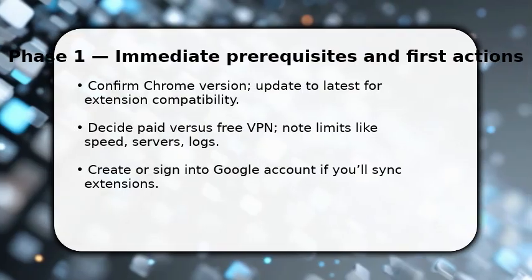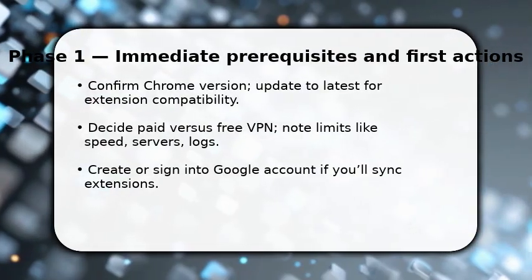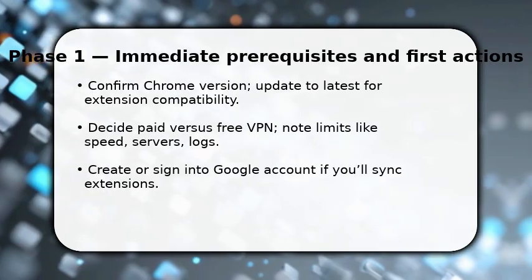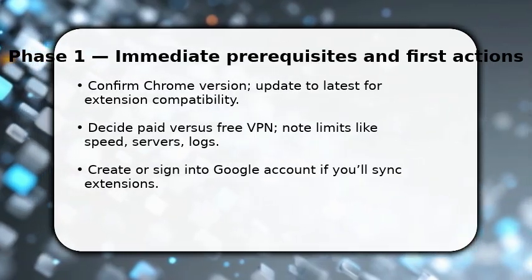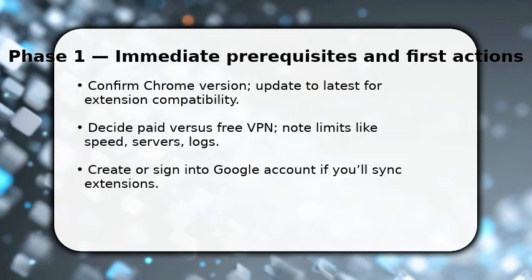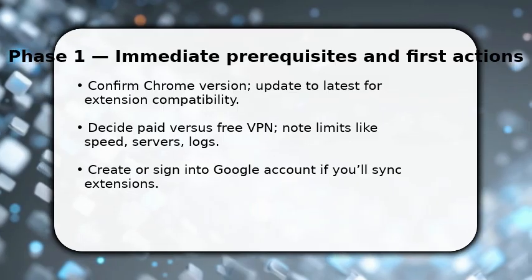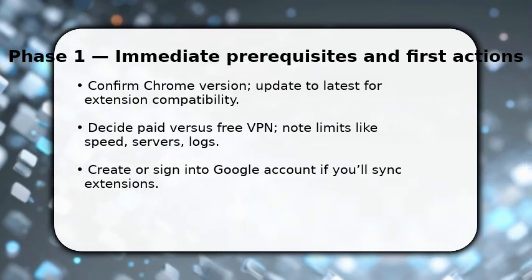You'll start by making sure Chrome is current, because extensions behave predictably when updated. Next, choose paid versus free VPN. Paid gives better speed and no ads, while free often limits bandwidth. Once decided, sign into your Google account to manage installations and sync settings.